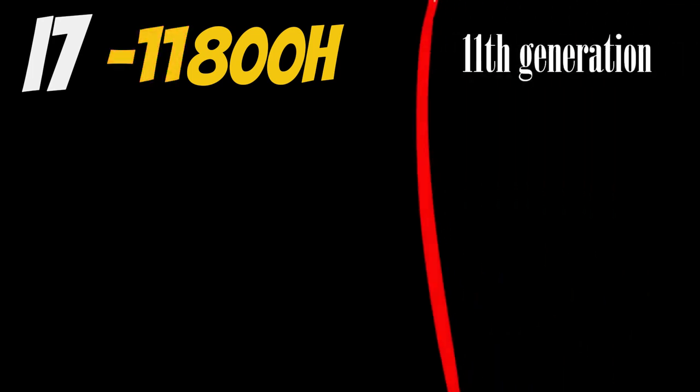Section 2. Understanding Intel processor numbers. Besides the i3, i5, i7, and i9 labels, Intel processors also have additional numbers, such as i7 11800H. Let's break down what these numbers mean. The first number in the label represents the processor's generation. For example, in the i7 11800H, the number 11 indicates that this processor belongs to the 11th generation.